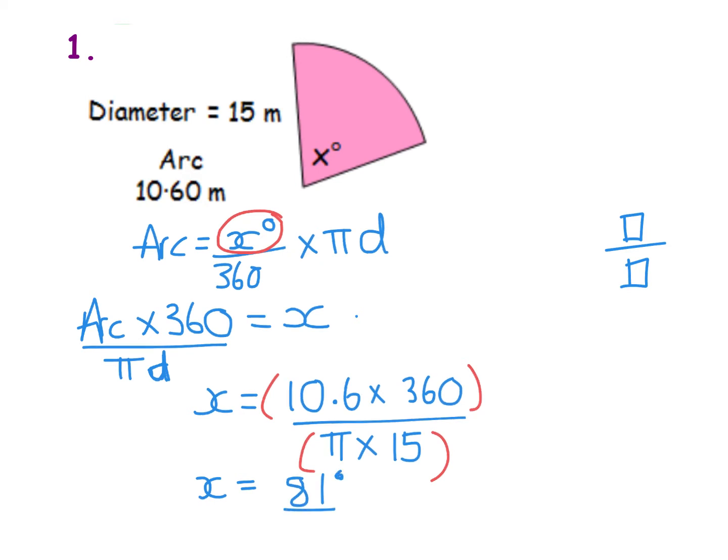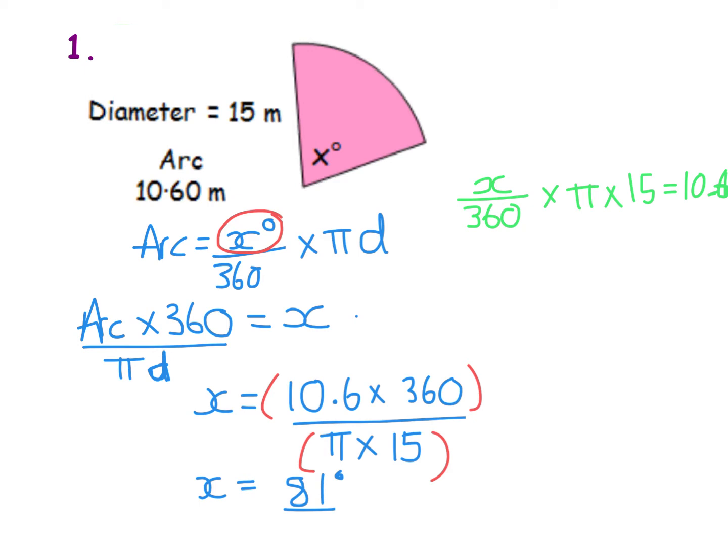Now, if you're struggling with change of subject, I might show you a different way, a wee kind of foolproof way to do this one. Let's plug straight into the formula instead. Let's say that we have our angle, let's change my pen colour, we'll do it in green. So I'll have angle over 360 times pi times 15 equals 10.6.